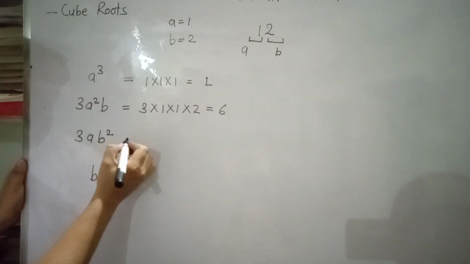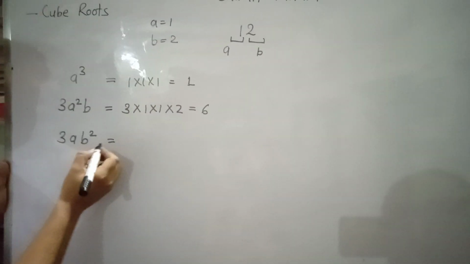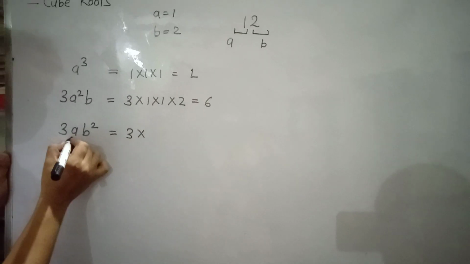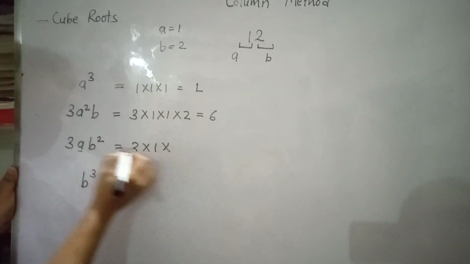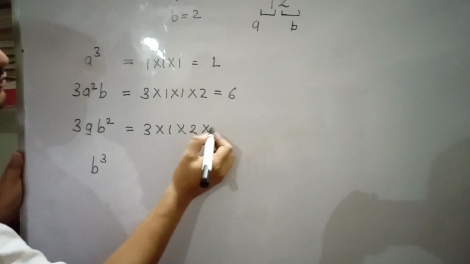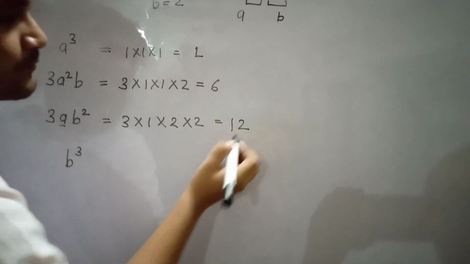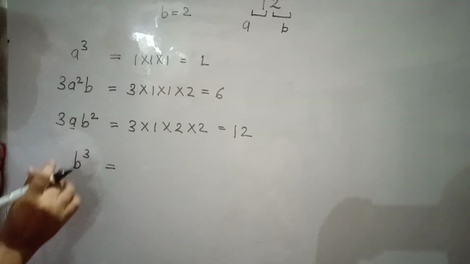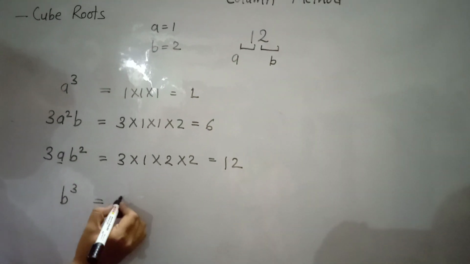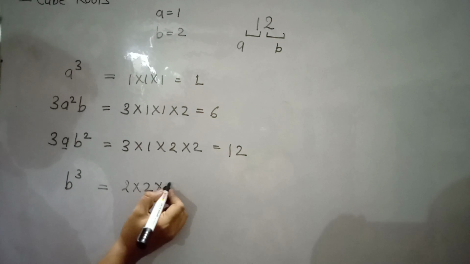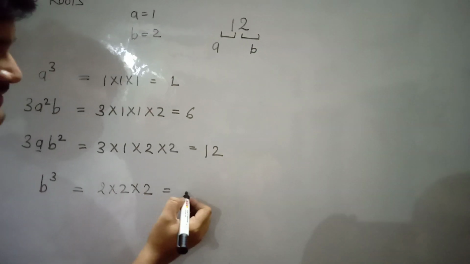Then 3AB square, 3, the value of A is 1 and the B square, the value of B is 2, so 2 into 2, we will get 3 into 4 is 12. Okay, after then B cube, so value of B is 2, B cube means 2 into 2 into 2, so we will get 8.